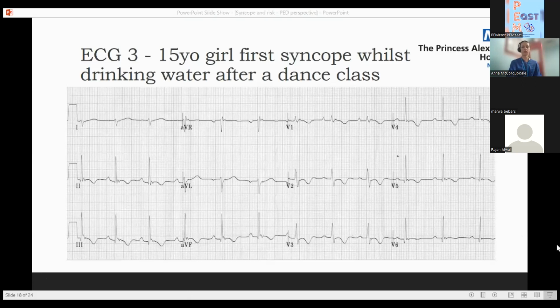Okay, thanks for answering first, Rajan. Abnormal, widespread T-wave inversion, and possibly a prolonged PR interval. Okay, yeah, I can see where you're at there. Prolonged, maybe borderline, but I see where you're coming from.